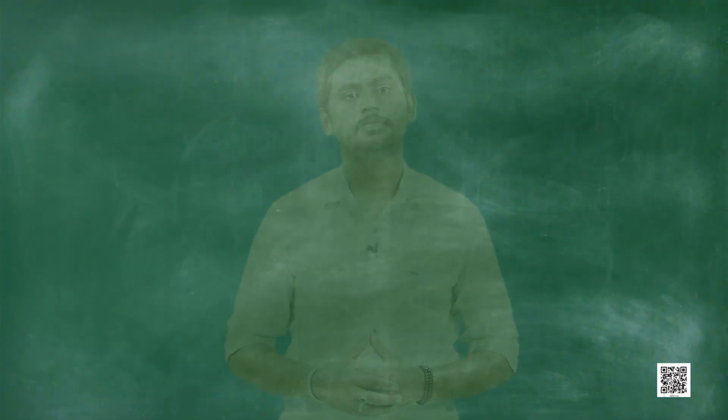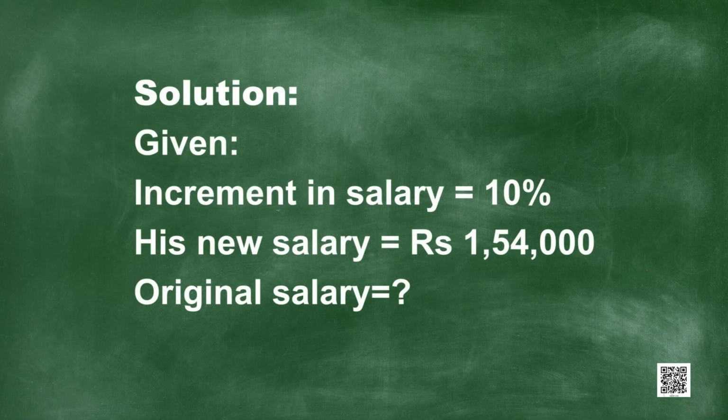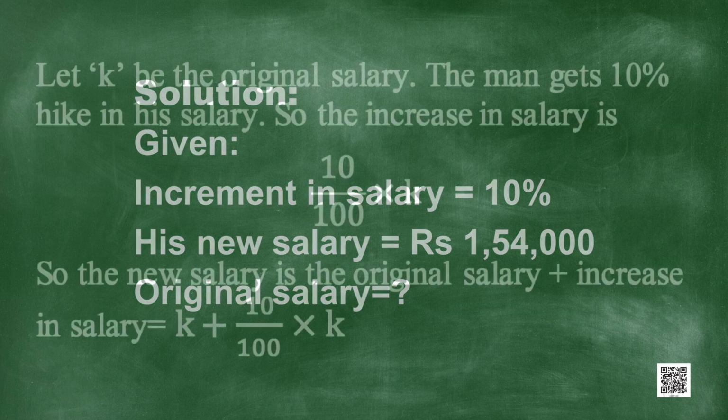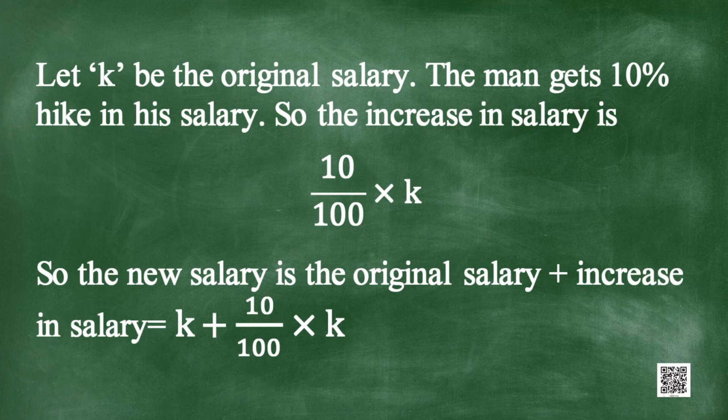Students, now let's try to list out the given information. It is given that increment in salary is equal to 10% and his new salary is equal to rupees 1,54,000. By using these two pieces of information, we need to find his original salary. If we take k to be his original salary, the man gets 10% hike in his salary. So the increase in salary is 10 by 100 of k, that is 10 by 100 multiplied with k.